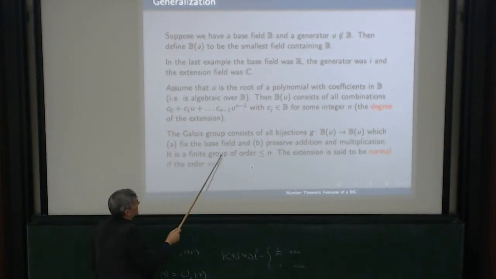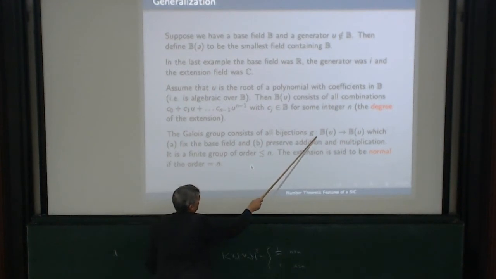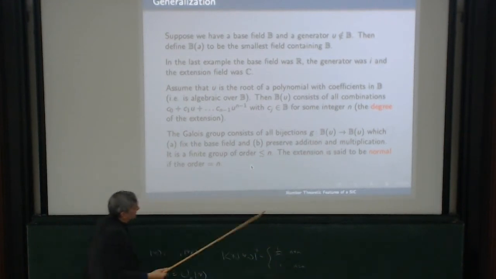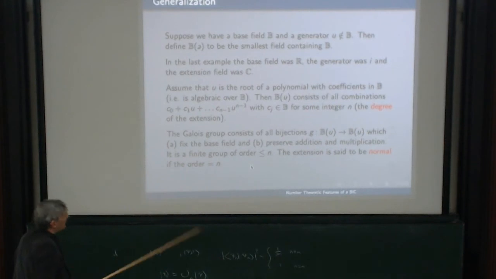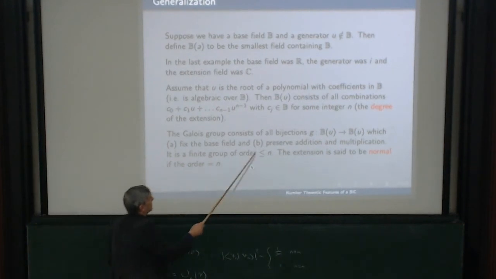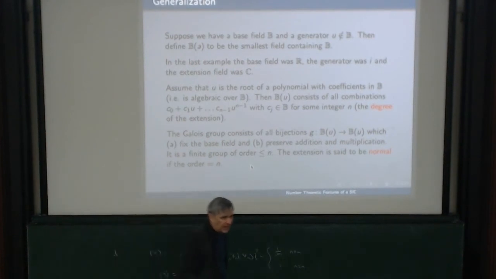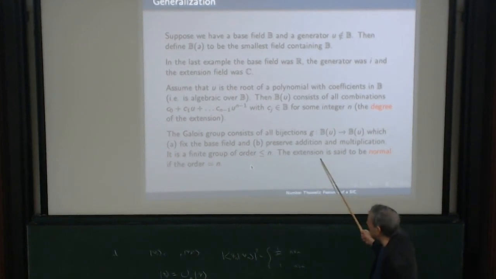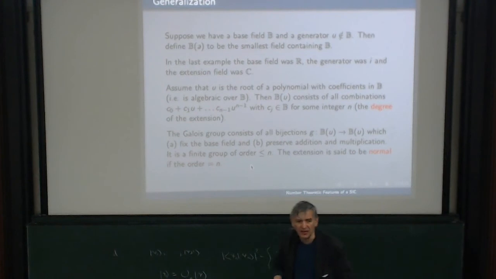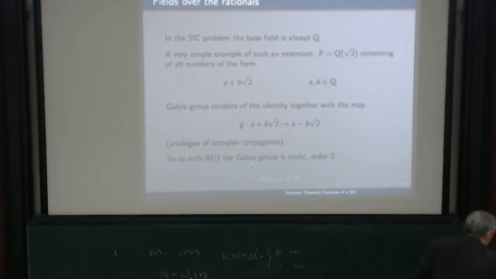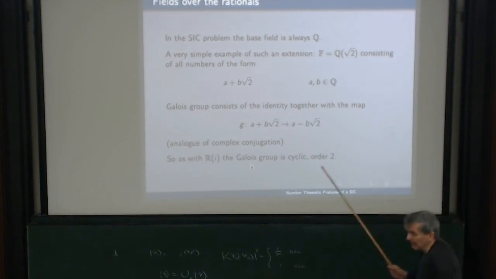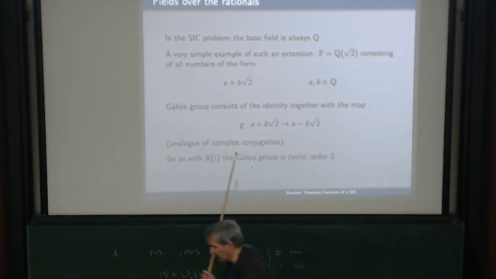And the Galois group consists of all maps taking the extension field to itself, fixing the base field, and the group order is less than or equal to the degree. And we're mainly interested in the case where the order is equal to the degree. It's said to be a normal extension or sometimes a Galois extension. The example I gave was an extension over the real numbers.